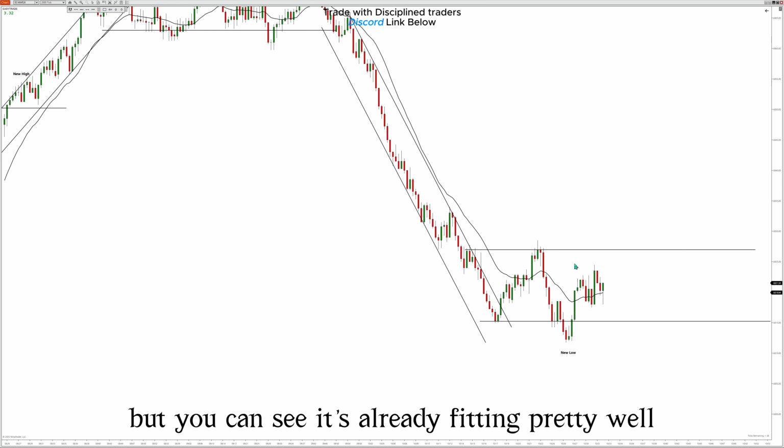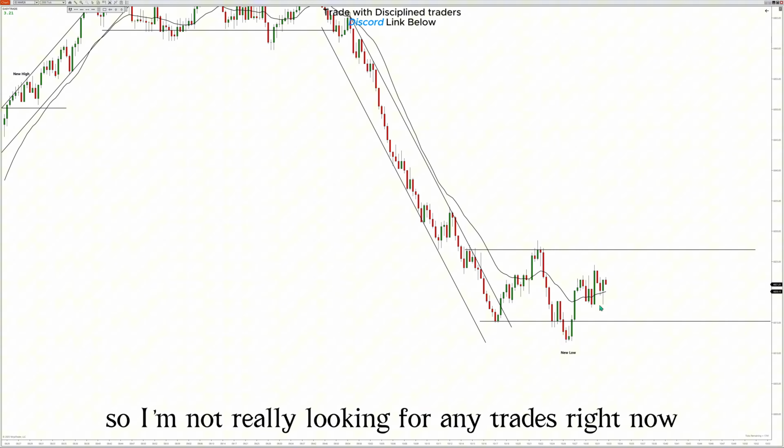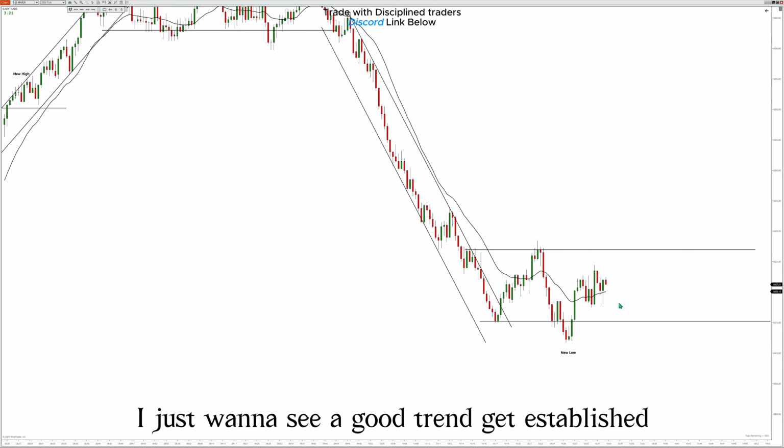But you can see it's already fitting pretty well. We're back above EMA. There's no clear bias, so I'm not really looking for any trades right now. I just want to see a good trend get established.